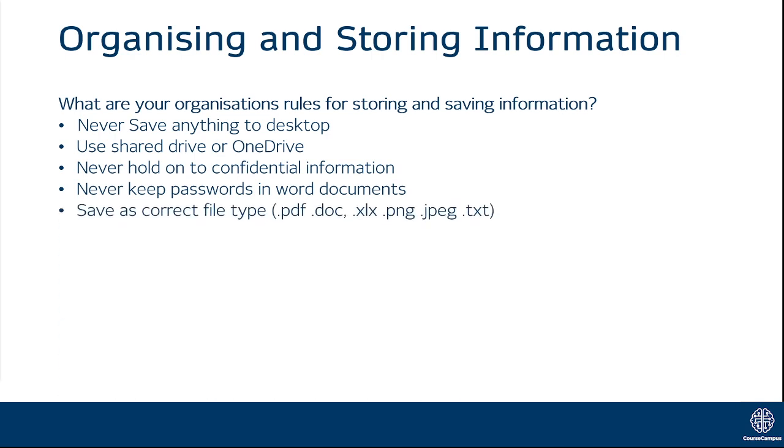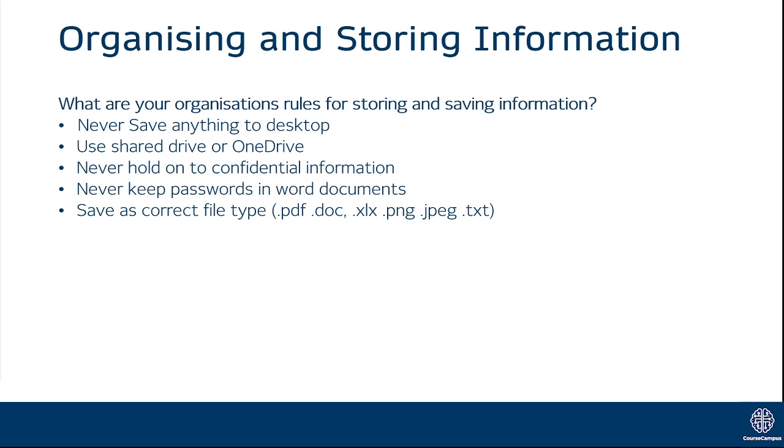Save it as a correct file type. So if you're saving information, you want to make sure it's saved as the correct file type, whatever file type that you need to use for your process. You won't be using workplace example system. You won't be talking about what you do in your role. So save it as the correct file type. If it's a PDF, it's .pdf. If it's a Word doc, it's .doc. Spreadsheet .xls, images .png, .jpeg. If it's a text file, it's .txt.